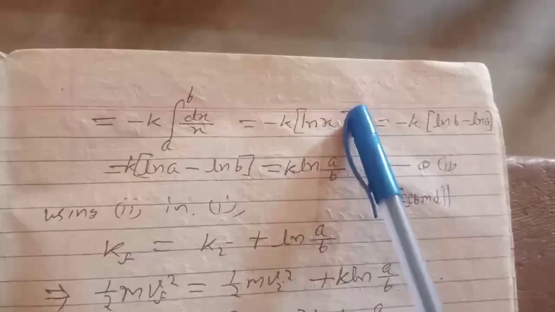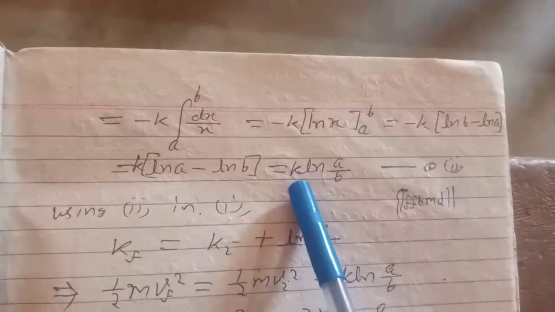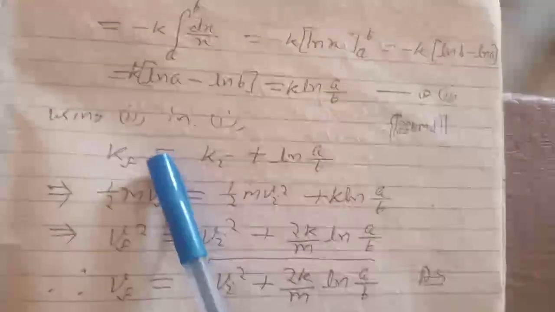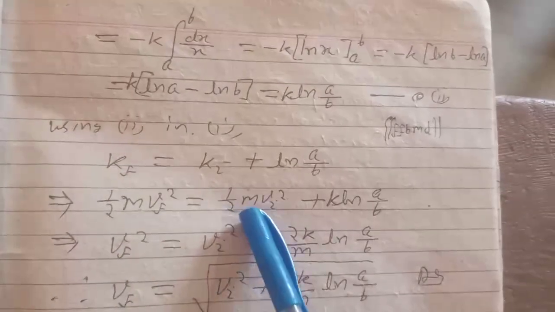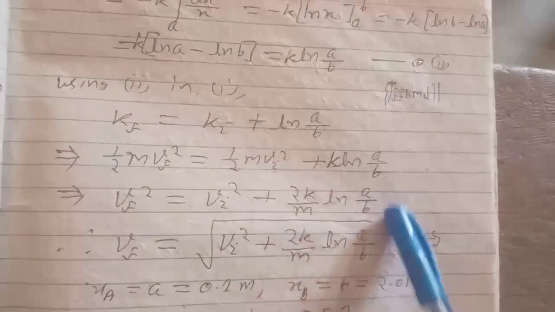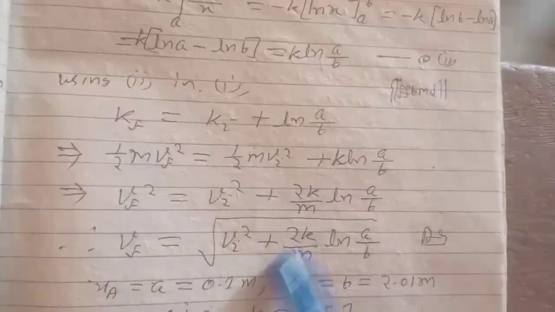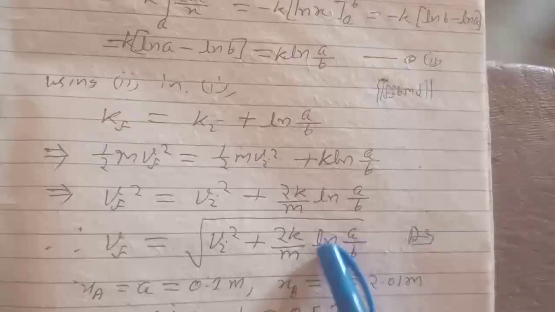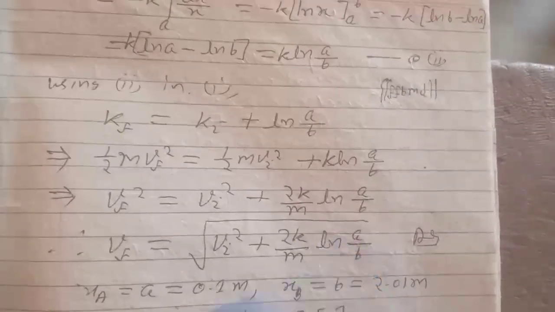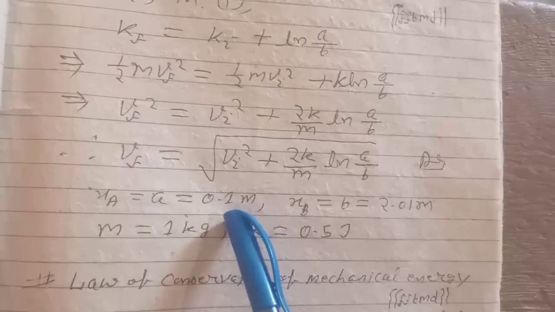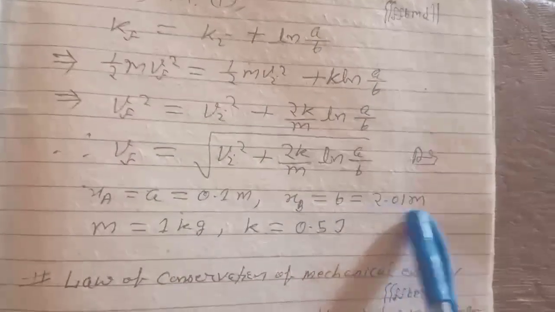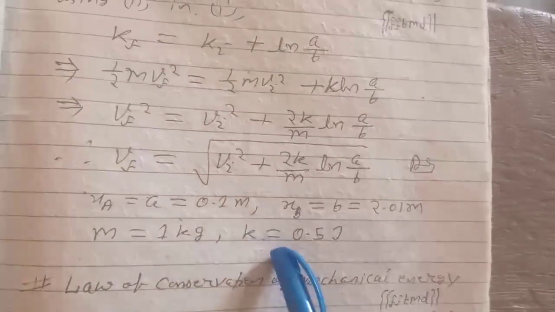or equals minus k times the integral from a to b of dx by x, and the integral of dx by x is log x. So in the limits a to b, minus k (log b minus log a) equals k (log a minus log b), or k log (a by b), equation 2. Using 2 in 1, K_f equals K_i plus k log (a by b). This implies 1 by 2 m v_f square equals 1 by 2 m v_i square plus k log (a by b), or v_f square equals v_i square plus 2k by m into log (a by b). Hence v_f equals under root of v_i square plus 2k by m into log (a by b). Here log is ln, which represents that the log is on the base e. x_a equals a equals 0.1 meter and x_b equals b equals 2.01 meter. Hence m equals 1 kg, k equals 0.50.